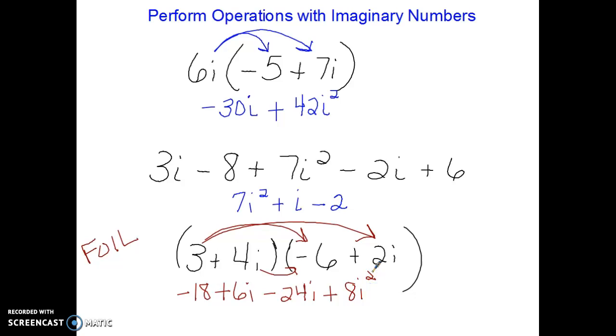Last thing I need to look at is see if I have any like terms. I only have one term that has i squared in it. I can combine the 6i and the negative 24i, and then I have one constant. Now there is a way to simplify these further, and we'll look at that later as far as what to do when you have exponents with your imaginary numbers.